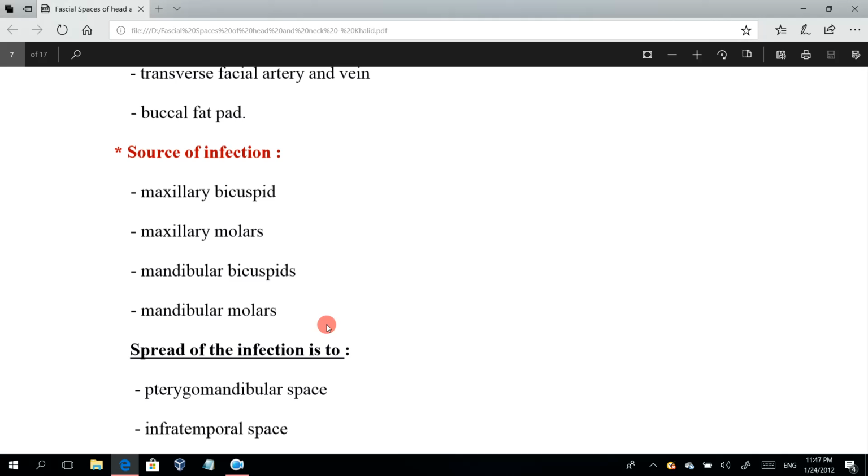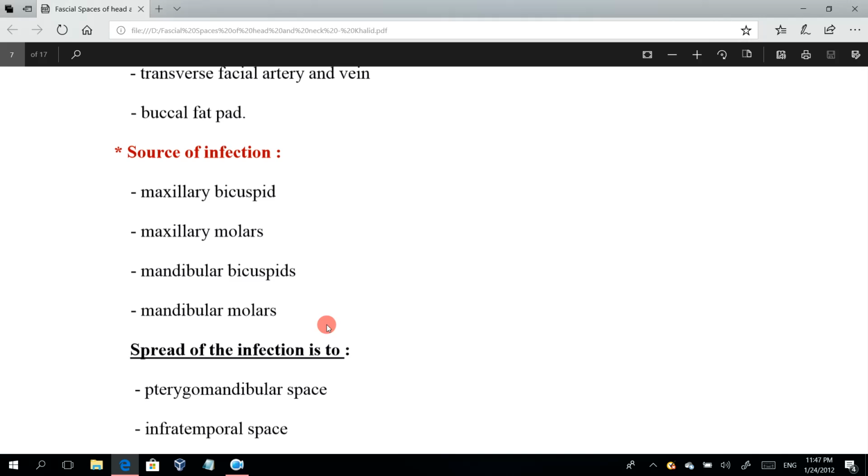I want to ask you, what's the source of infection in buccal space? You will tell me that the source of infection, or the infection reached this space either through the maxillary bicuspid or maxillary molars, or mandibular bicuspids or mandibular molars.